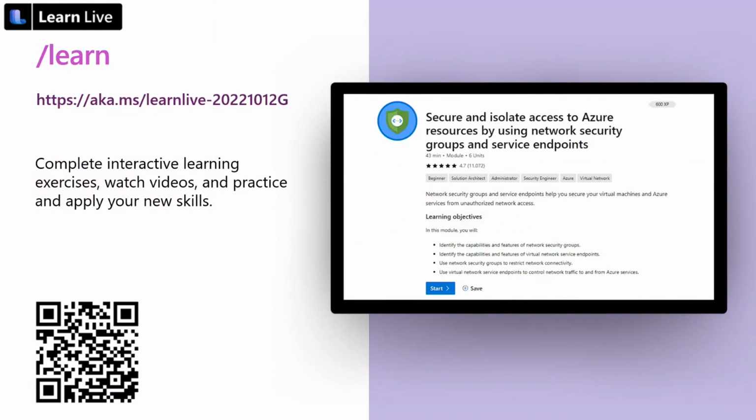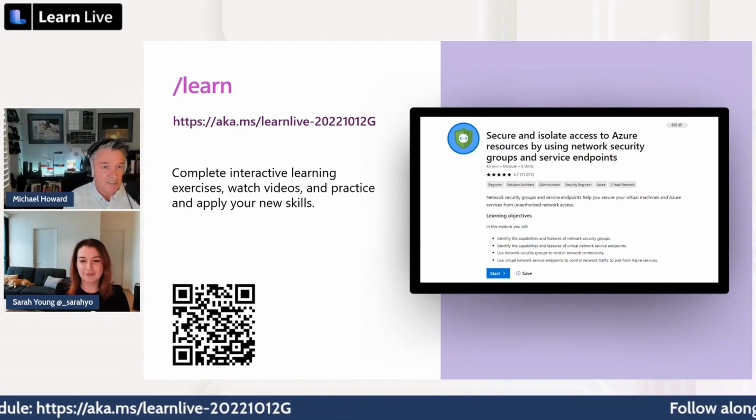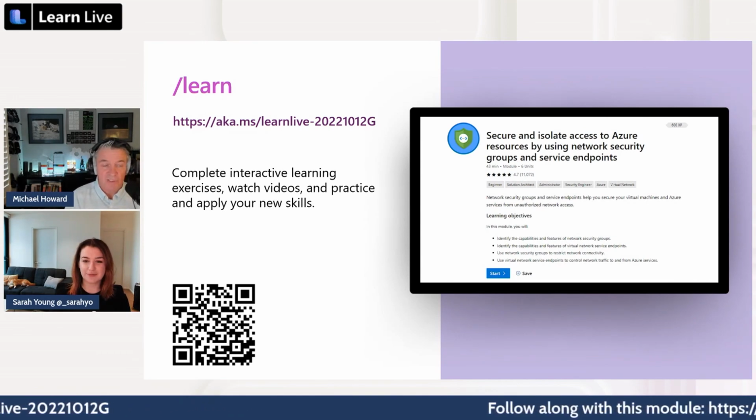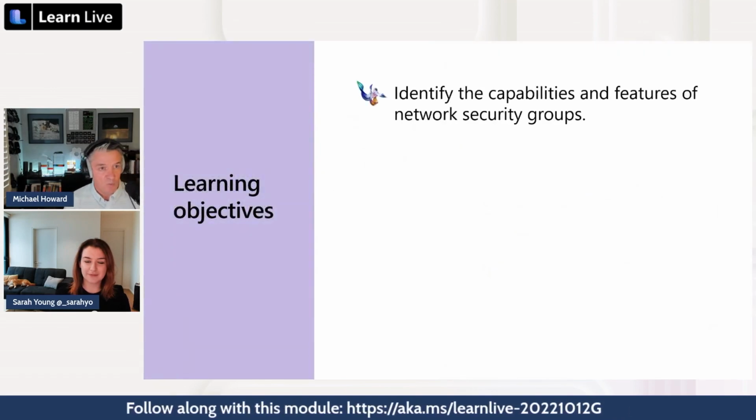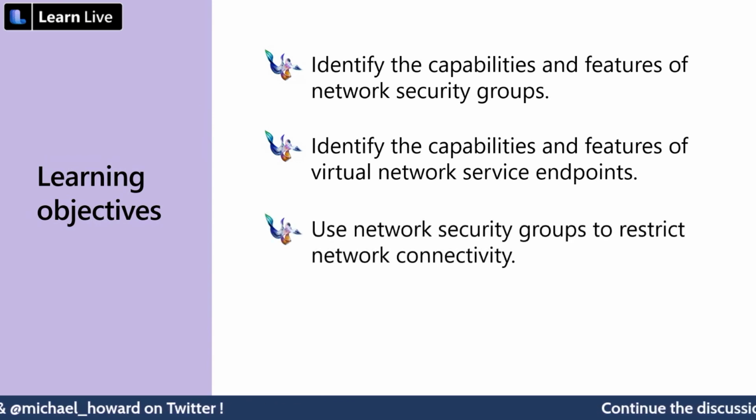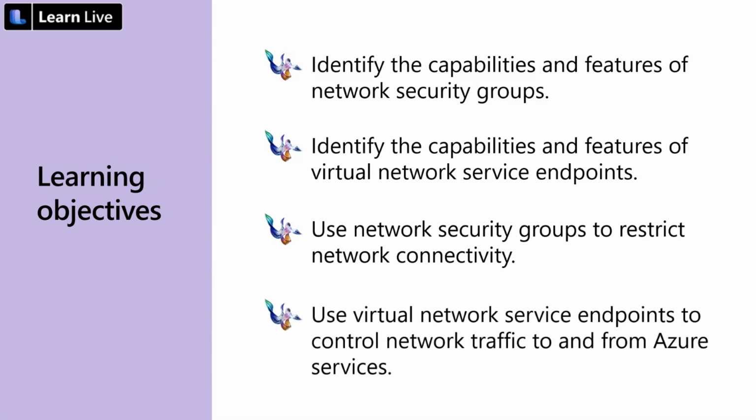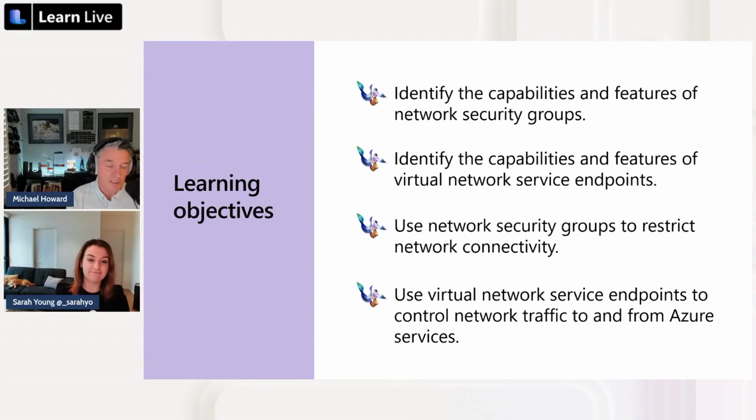What we're covering today is essentially an online live version of one of our Learn modules, which is Secure and isolate access to Azure resources by using network security groups and service endpoints. The main learning objectives are to identify what NSGs are and why they're important, why virtual network service endpoints are important and how they work, how you can use these things to restrict network connectivity, and how you can control the networking traffic flow from inside your environment to keep the traffic within the environment as opposed to going out onto the internet. For some customers that's really, really important.